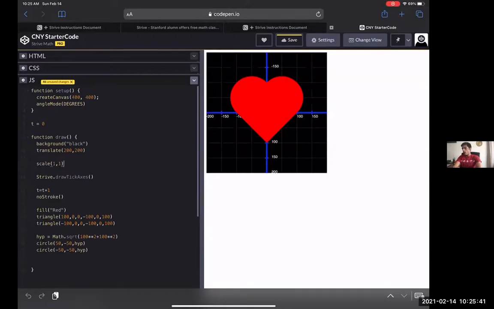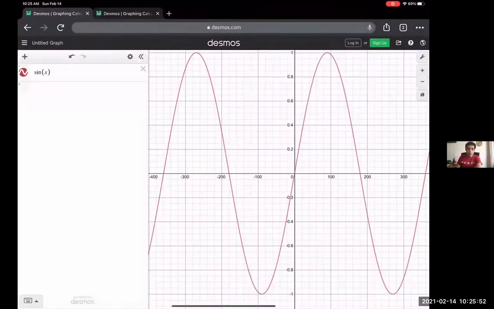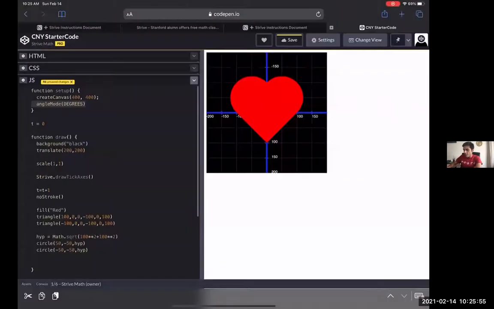Okay, good question. Somebody is asking, what does this angle mode, angle mode degrees, mean? Okay, we'll get to that. Let's get to that now. Before this, we have to understand this. Actually, no, let me just show you. Let me just make the heart beat, and then you will see.